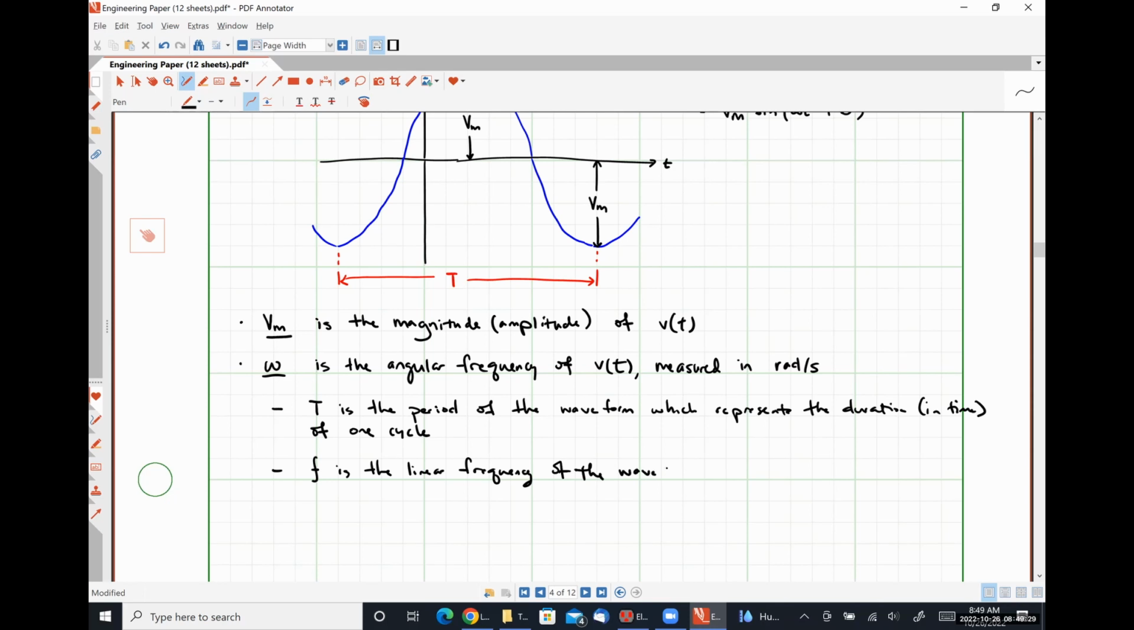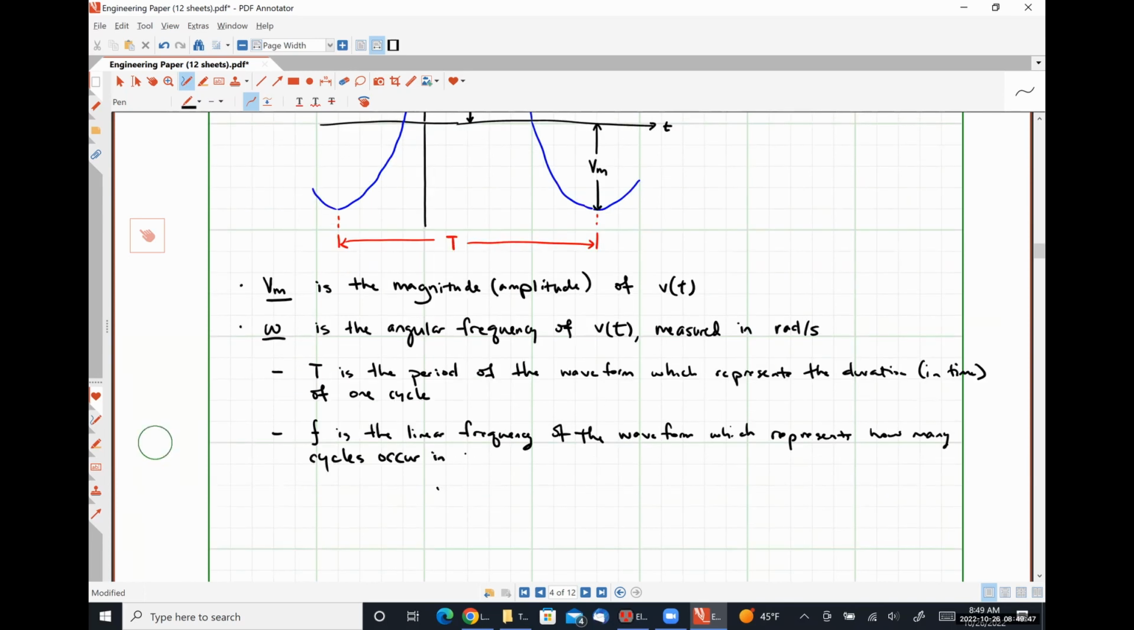Okay. Our linear frequency f, so linear frequency of the waveform, represents how many cycles occur in 1 second. So this unit is hertz, which literally means cycles per second. And there is a relationship, f is equal to 1 over T. So period is the number of seconds per cycle. Linear frequency is the number of cycles per second. So they're literally just the inverse of each other.